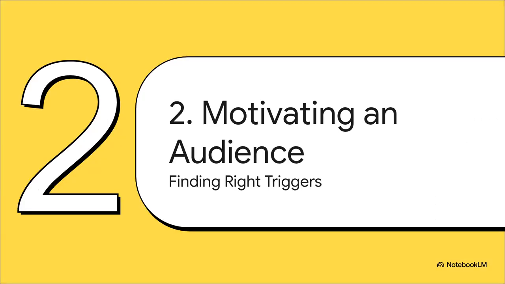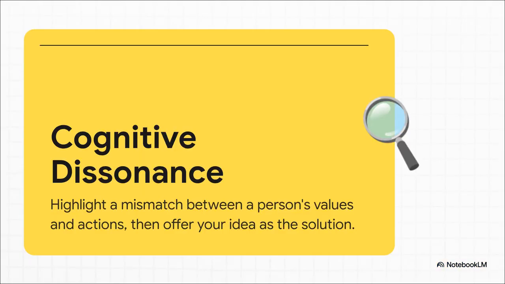Okay, so we know our goal, but how do we get people to actually listen? That's where we get into the psychology of it all. We need to find the right triggers to get them hooked. Okay, first up is a really powerful one called cognitive dissonance. It sounds complicated, but it's not. It's that itchy, uncomfortable feeling you get when you say you believe one thing, but you do another. It's mental static.